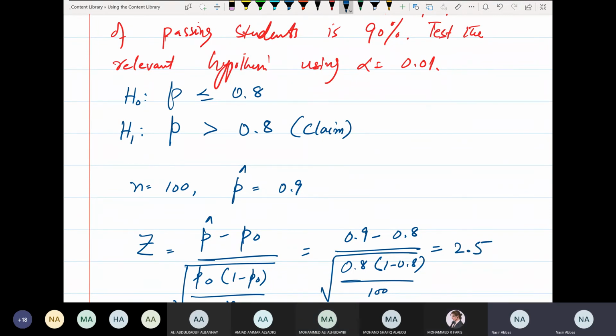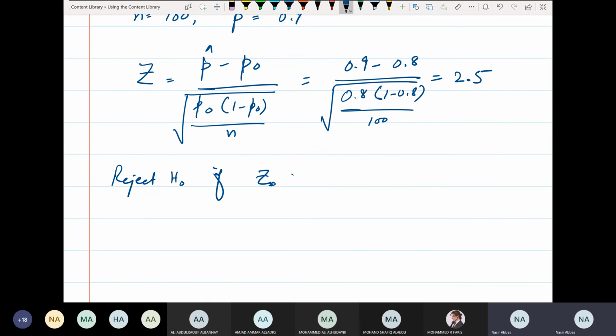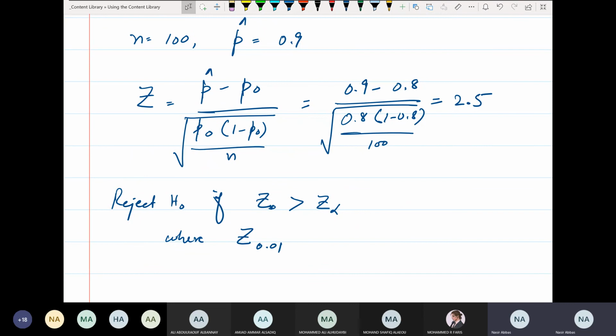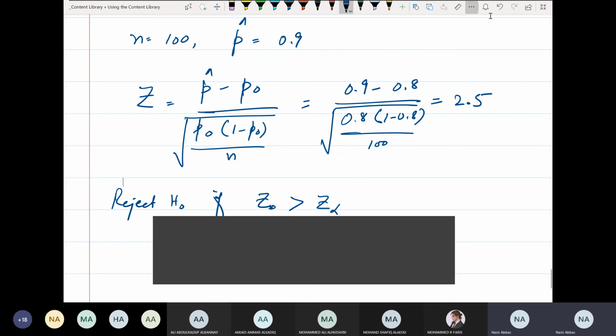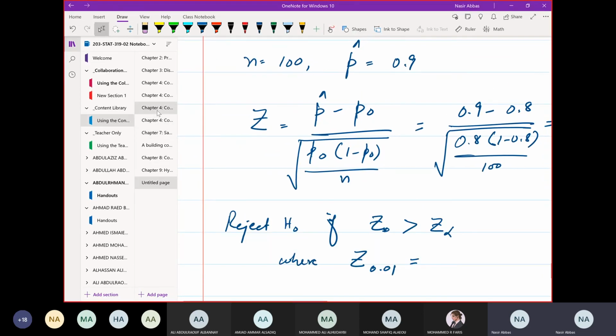Yes, 2.5. So let us try and use the rejection region approach. You will reject H naught if Z naught, what is the side? It's greater than, so rejection region will be greater than. Reject if Z naught is more than Z alpha, where Z alpha, let us say 0.01, we are using 1% level of significance. Z alpha, which is 1%, that is equal to what? We'll follow the same procedure. We'll convert it to 1 minus alpha and look for 0.99 in the Z table.